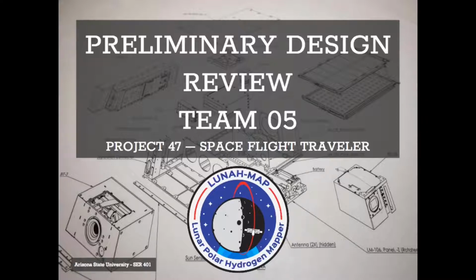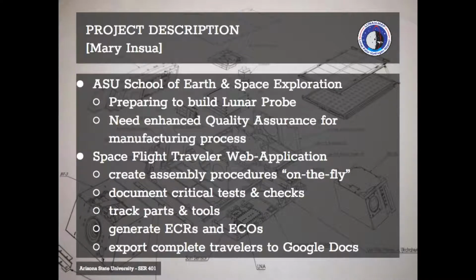Our team is going to be working on Project 47, the Space Flight Traveler. A little background on this project. ASU's School of Earth and Space Exploration is preparing to build a lunar probe called LunaMap. This probe will be launched into orbit about 7 miles from the moon's surface, and its mission will be to search for hydrogen deposits at the moon's south pole near the Shackleton crater.